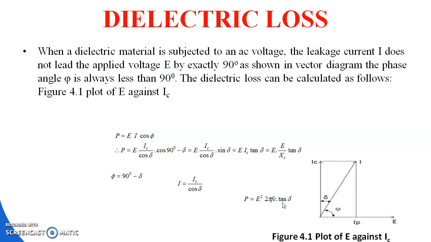So here you can conclude that P is directly proportional to the supply voltage squared, E squared; P is directly proportional to F; P is directly proportional to capacitance; and P is directly proportional to tan delta. Okay, so this is the derivation.